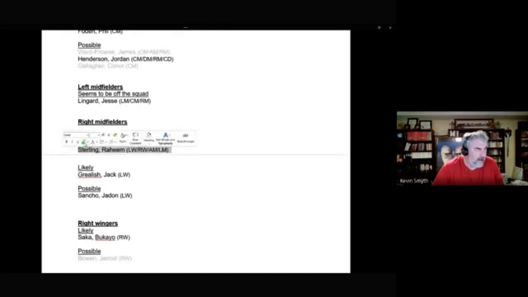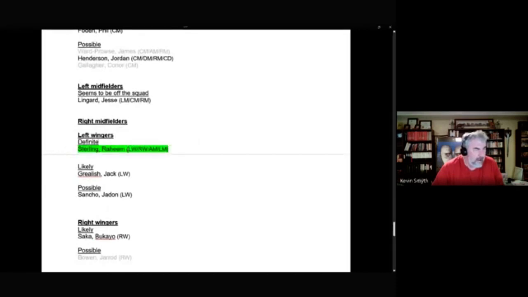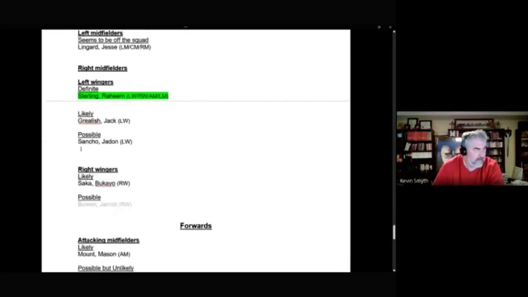Central midfielders, we have Jude Bellingham and Phil Foden, but I wouldn't see either of those as starters. And I have to go down the list quite a while to find a starter here. But the next one I see is Raheem Sterling, one of their biggest stars, who will for sure be a starter. But I can't say the same of Jack Grealish in terms of my confidence in him as a starter.